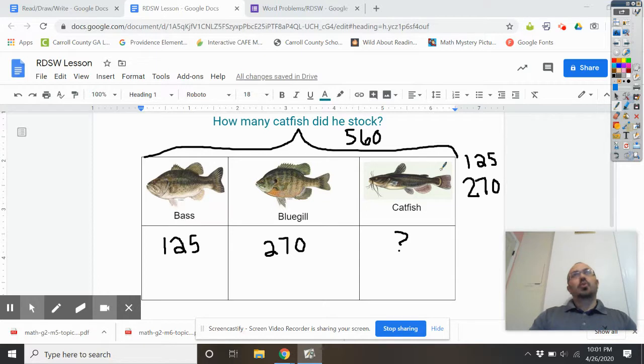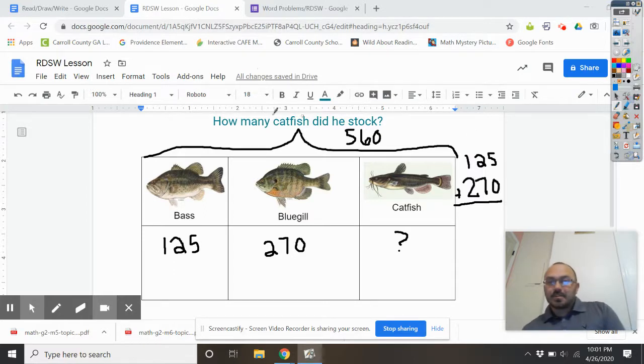I'll give you just a quick moment. How do I find a total of something? If you said add, you are correct. We know we must add the total number of fish that we have. So ones go with ones, tens go with tens, and hundreds go with hundreds.